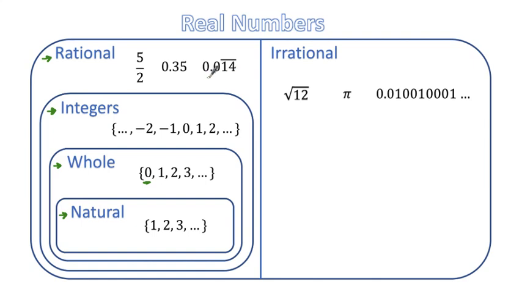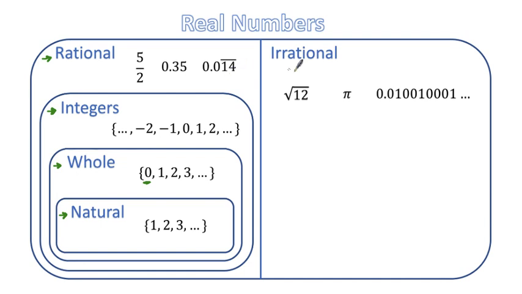So here we have 0.014, and there's a line above the 1 and the 4, meaning that will continue to repeat. So if this decimal continues, it'll be 0.0141414, and that would go on forever.